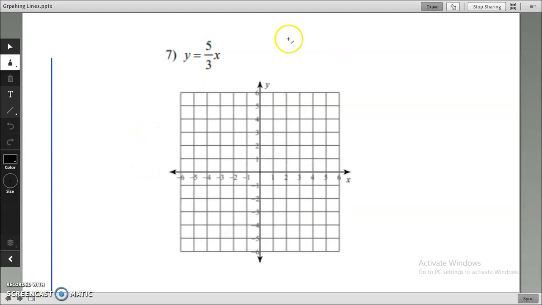All right, next we have y equals 5/3 x plus nothing. So that means that my y-intercept is 0. So that's going to be my first point right here, 0. Then again, I'm going to use my slope. I'm going to go up 5. 1, 2, 3, 4, 5. And I'm going to go over 3. 1, 2, 3.